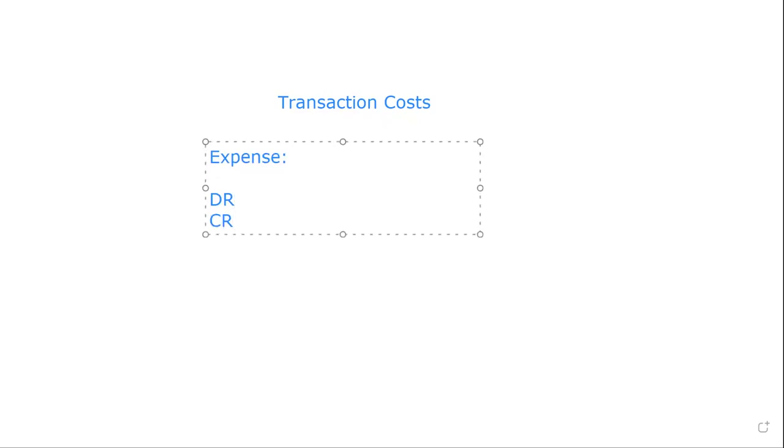Let's use our chat box. I really want to have a chat with you guys today. I want to interact with you. So what do you think we're going to debit if we are expensing our transaction costs? What are we going to debit? Debit transaction costs. I'm getting some. And credit bank. Oh, some of you guys are way ahead of it. That's brilliant.